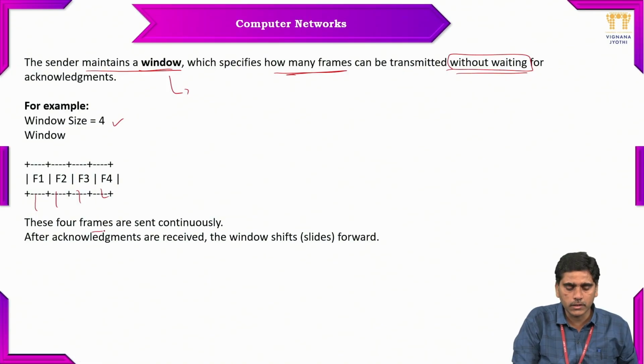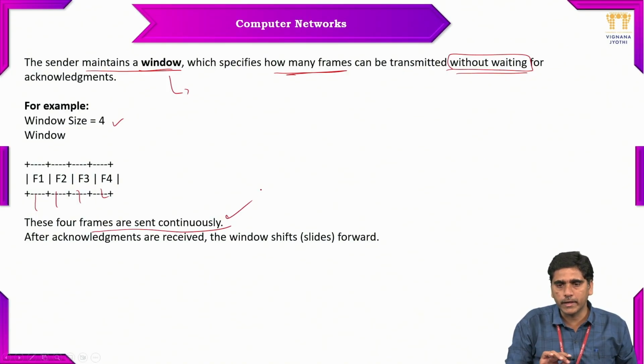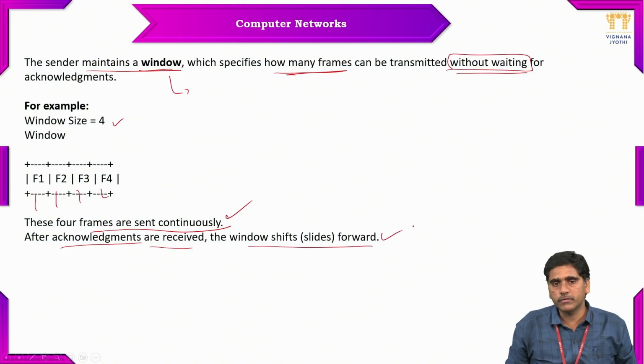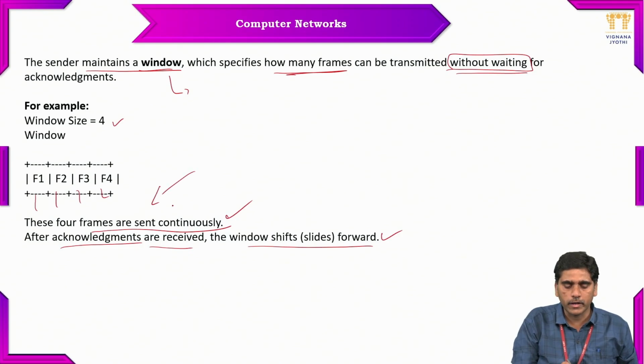These 4 frames are sent continuously without expecting any acknowledgement from the receiver side. The sender sends multiple frames simultaneously. After acknowledgements are received, the window slides forward. That means 4 frames are forwarded, and now the receiver sends an acknowledgement that 4 frames are received.